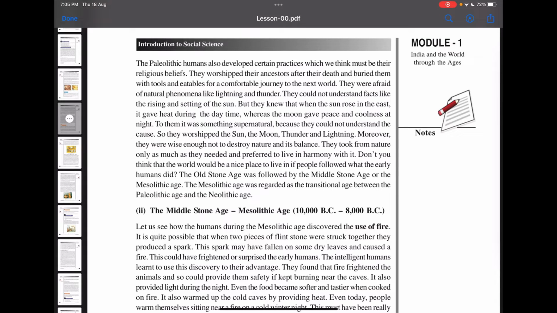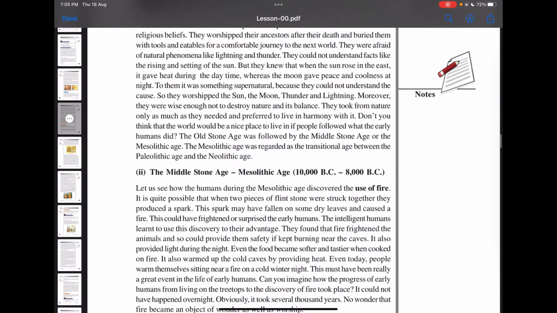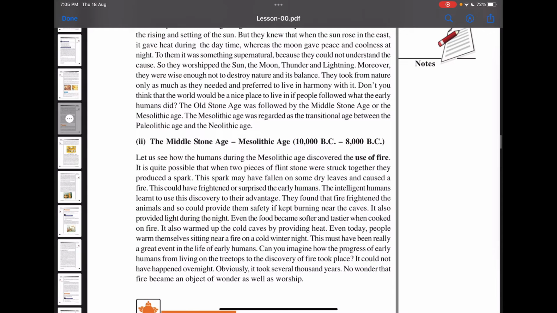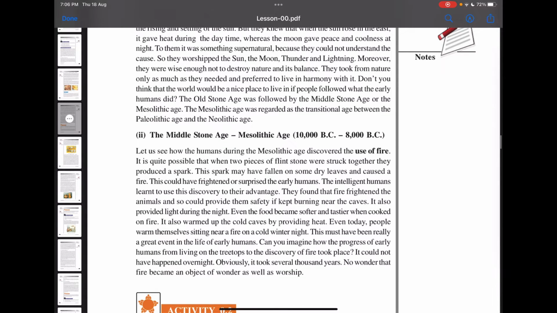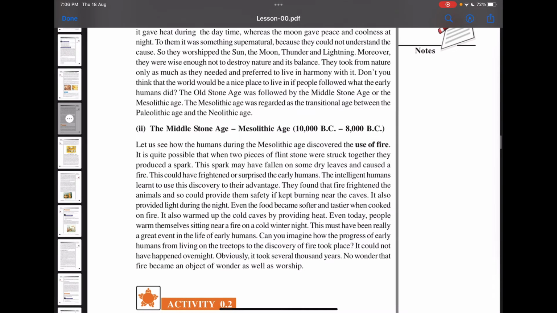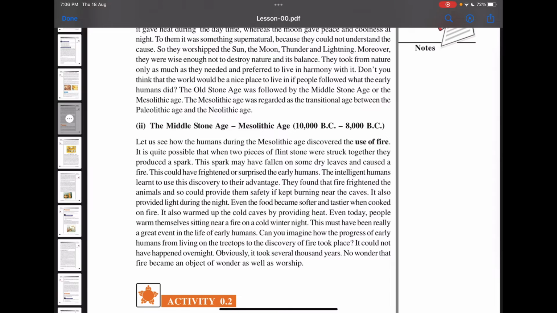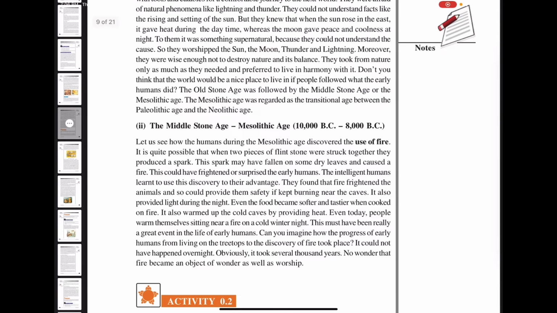They could not understand facts like the rising and setting of the sun, but they knew that when the sun rose in the east, it gave heat during the daytime, whereas the moon gave peace and coolness at night. To them, it was something supernatural because they could not understand the cause. So they worshipped the sun, the moon, thunder, and lightning.